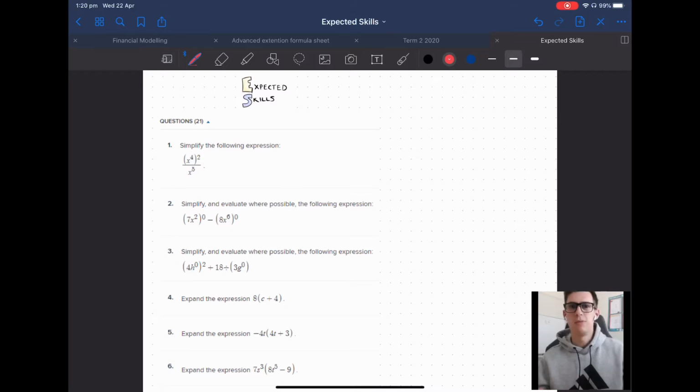For example, the next one's going to be about factorizing. There still is a maths-based task in factorizing, but you could also do it in the printed work if that's what you elected to get.